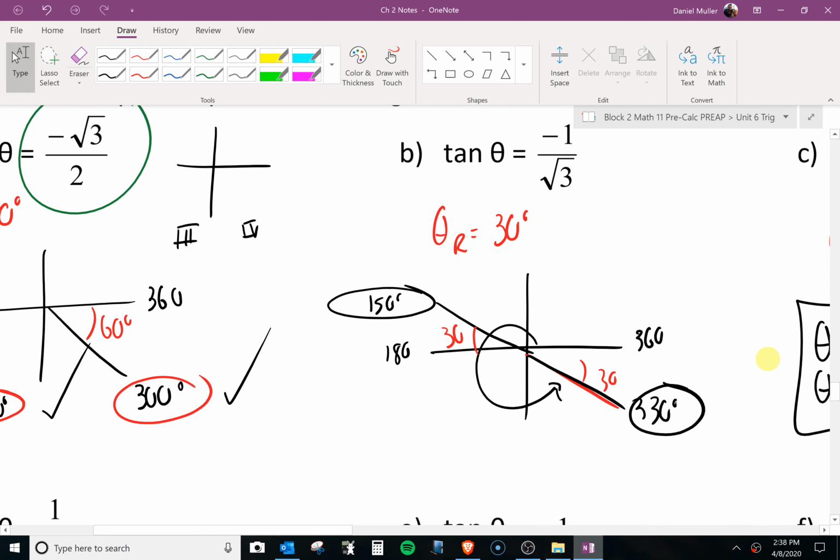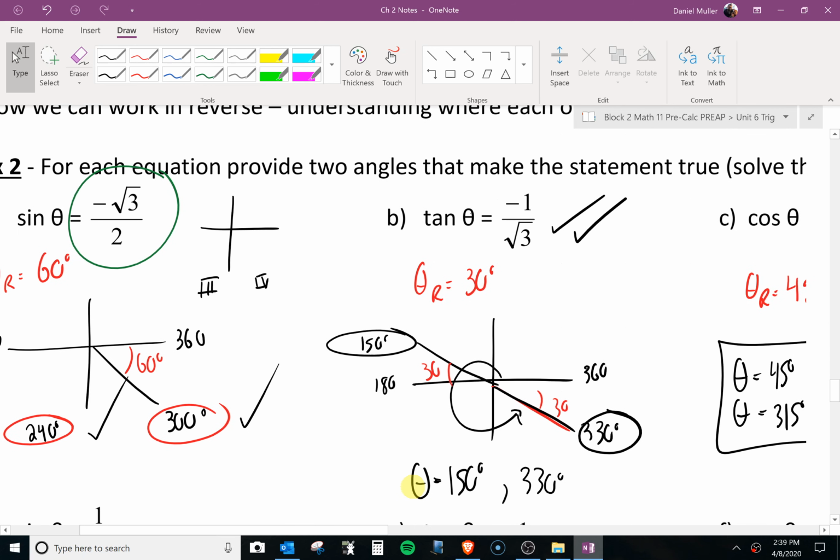So my original angles, or my angles there, for that, if I had tan of 150 degrees, I would get that. And if I had tan of 330 degrees, I'd also get that. So I'll stop the video here and we'll do another 3 in just a moment.